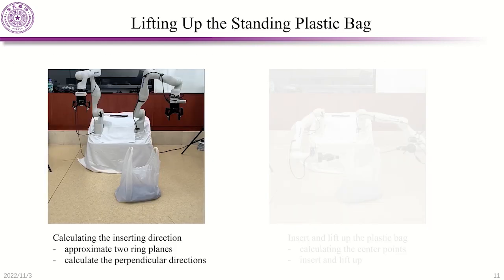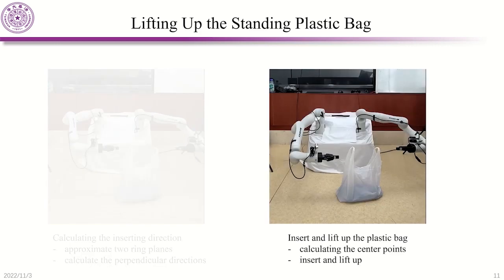Before node tying, we need to first lift up the plastic bag to hang it on the grippers. We first calculate the inserting directions by approximating two ring planes, and then calculate the perpendicular directions. Then we insert and lift up the plastic bag by calculating and moving to the center points.